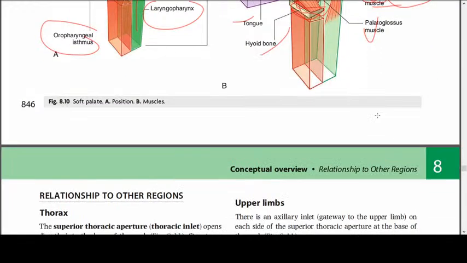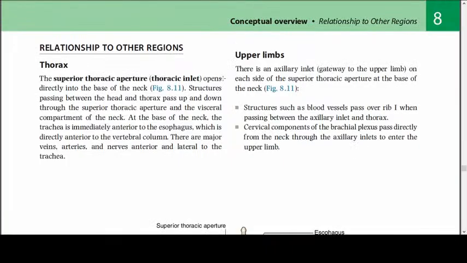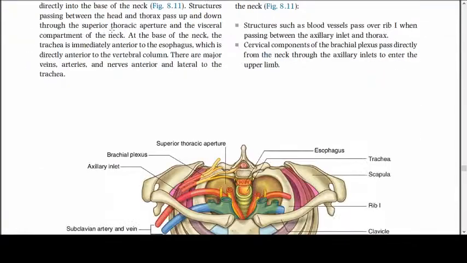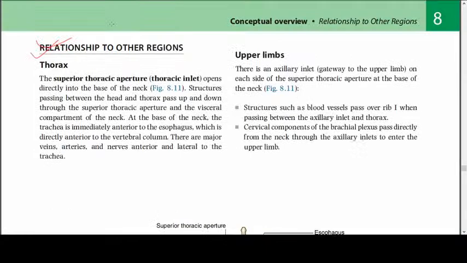Palatal muscle, palatoglossus muscle. Okay, let's look at the other regions. Thorax. The superior thoracic aperture. Okay, other regions: the thorax has relations with other regions.